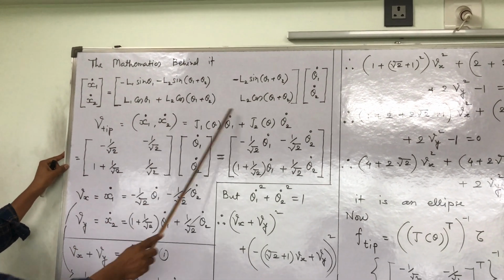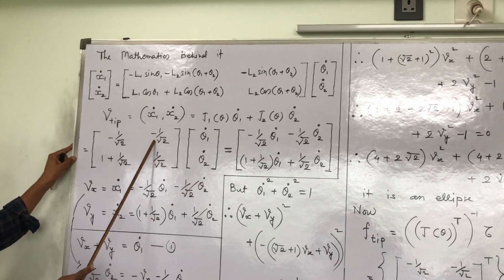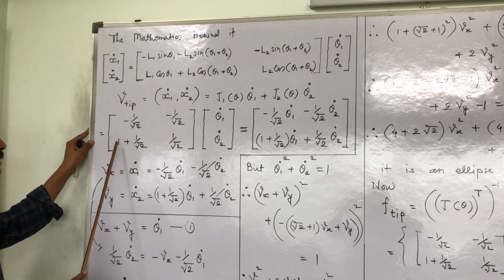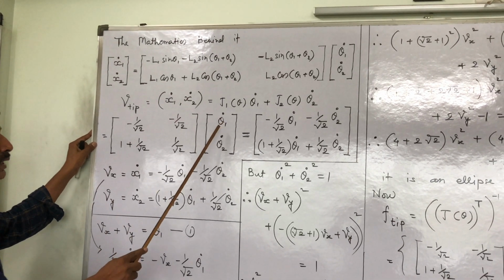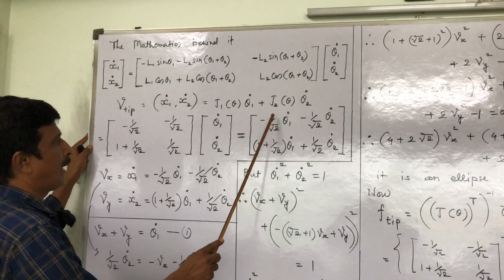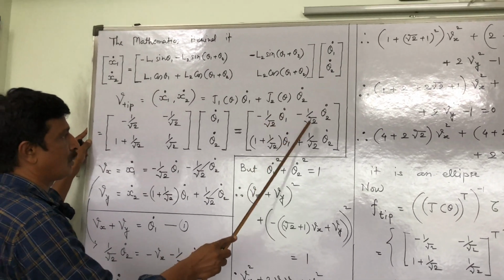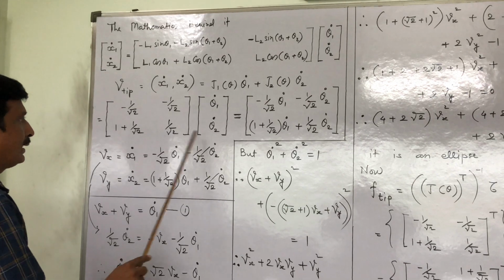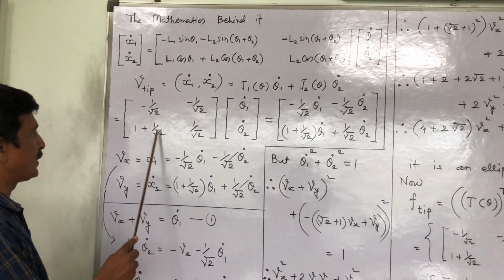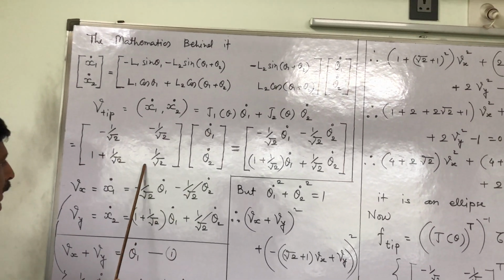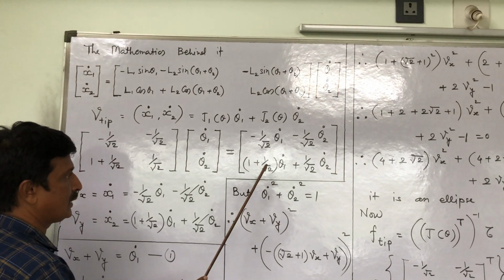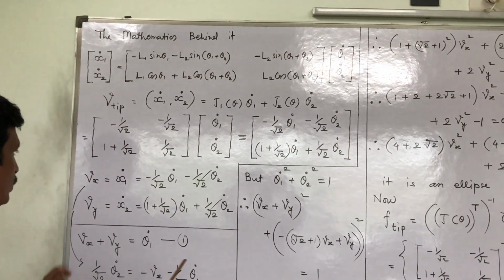So this Jacobian matrix is minus 1 by root 2, minus 1 by root 2. If we put theta 1 as 0, theta 2 as pi by 4, we get this matrix, 1 plus 1 by root 2, 1 by root 2, into theta 1 dot, theta 2 dot. Multiplying the first row with this column, we get minus 1 by root 2 theta 1 dot minus 1 by root 2 theta 2 dot. And the second element is 1 plus 1 by root 2 into theta 1 dot plus 1 by root 2 into theta 2 dot. So this is the x component of tip velocity, and this is the y component of tip velocity.